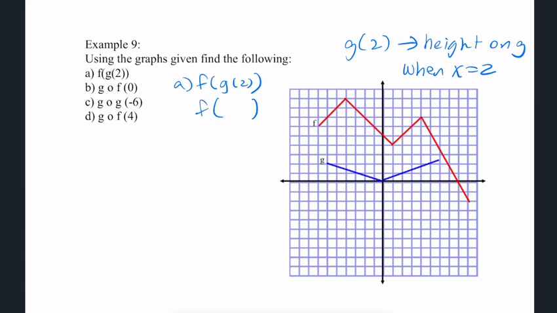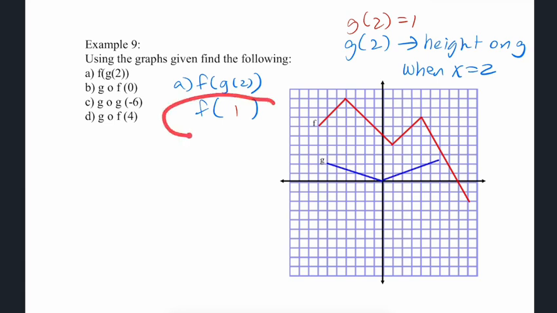So we're going to go over to our graph and find the g graph. That's this one right here in blue. We go to an x value of 2. And what's our height? 1, right? Our height is 1. So g of 2 is equal to 1. Take out g of 2 and replace it with its height, 1. Now we're done with it.